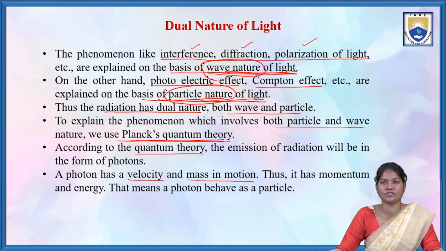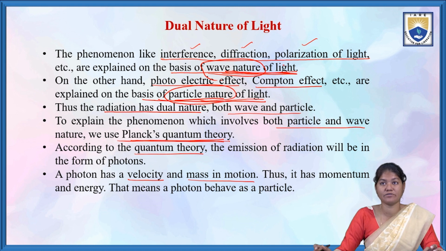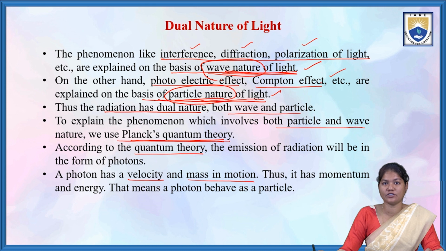In this dual nature of light, some phenomena, interference, diffraction and polarization, are explained on the basis of wave nature. On the other hand, the photoelectric effect, Compton effect, etc., are explained on the basis of particle nature. So it can be said radiation has dual nature, both particle and wave nature.